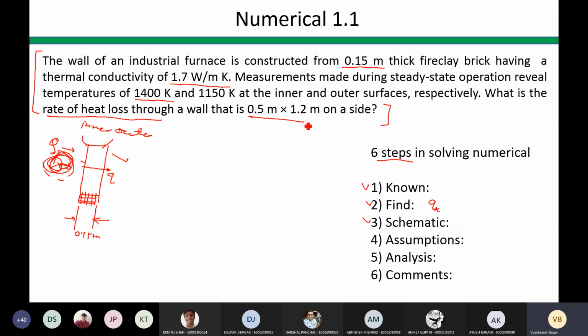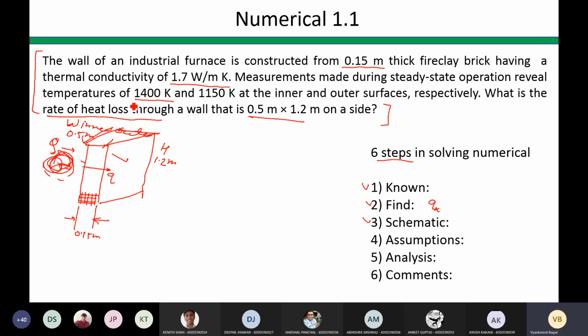And what are these 2 dimensions? These 2 are nothing but the dimensions on the other side. Like this, you can try to draw the diagram, and this is nothing but the height of your wall, and then the other dimension, this one. So this is nothing but 0.5 meter, let us call it the width of your wall. Fine.